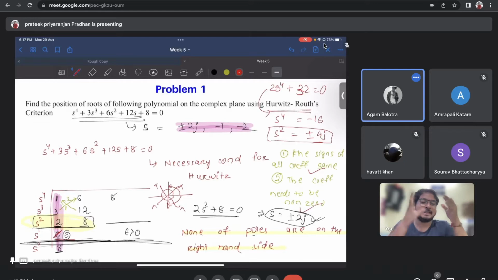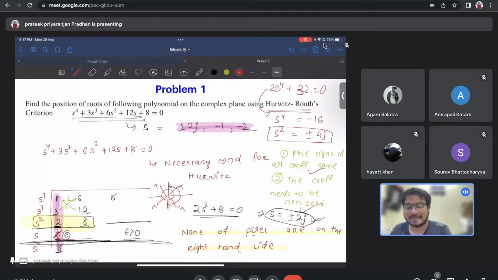Everything is actually connected, the maths and all. As long as you go into the concept and get the feel of control system, you will be visualizing this concept. That's why I wanted to take this example, so that it will be clear to you why this system will be unstable. This 2s square, 2s4 plus 32.